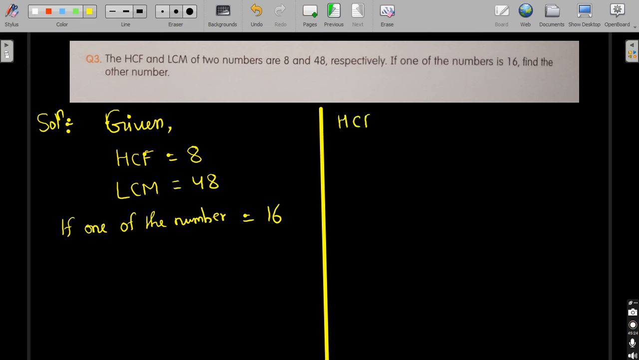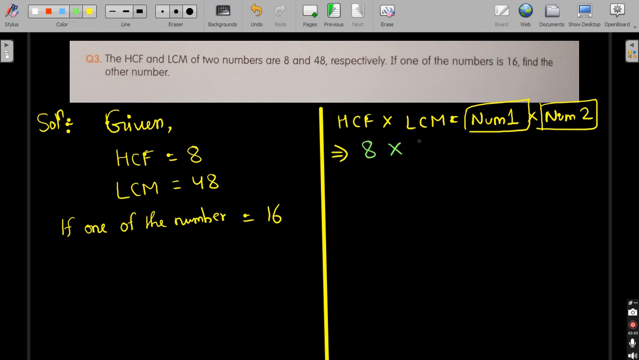Already we know the formula. What is the formula? HCF into LCM is equal to number 1 into number 2. Students, already we know these formulas. Now they mention HCF value 8 into LCM value 48 is equal to number 1 value 16 into number 2, which they didn't mention. Now let us solve. We need to multiply 48 and 8. Suppose you don't know how to multiply, then see here how to multiply.